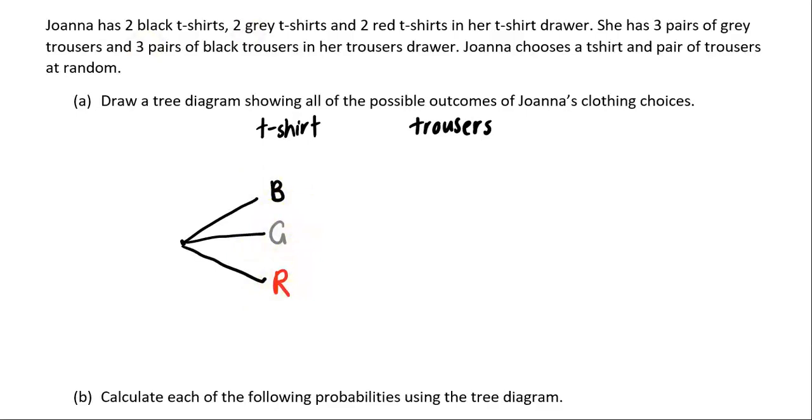So let's consider Joanna choosing a black t-shirt first. If she chooses a black t-shirt first, what are her possible trousers options? Well, she has black trousers and she has grey trousers, so she can either choose black or grey. So because there are 2 choices, we have 2 branches on our tree diagram. B for black trousers, heading's a little bit far over there, but that's okay, and G for grey trousers.